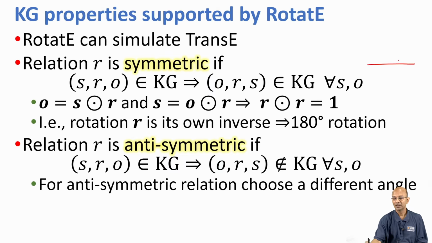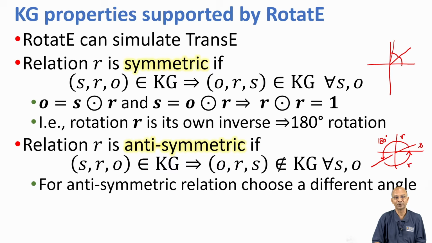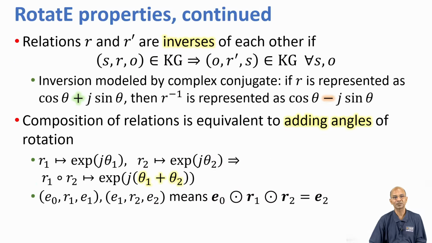What does that mean? That means if I rotate something by some angle and then I rotate by another time, that should come back to the same position. The only way that can happen is if the initial rotation of the element S took it to 180 degrees plus S. And so another 180 degree rotation would take it back to S. That's why it's symmetric. So R is its own inverse. Okay. For antisymmetric relations which are not symmetric, we just have to choose a different angle. We can't choose 180 degrees as the rotation vector.